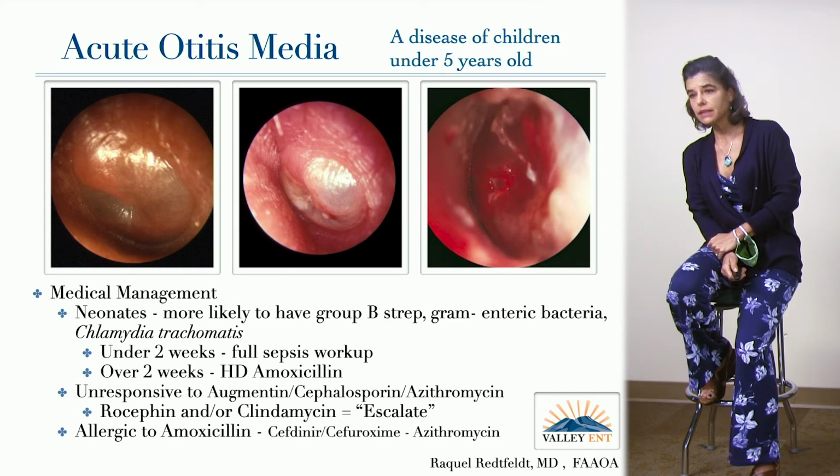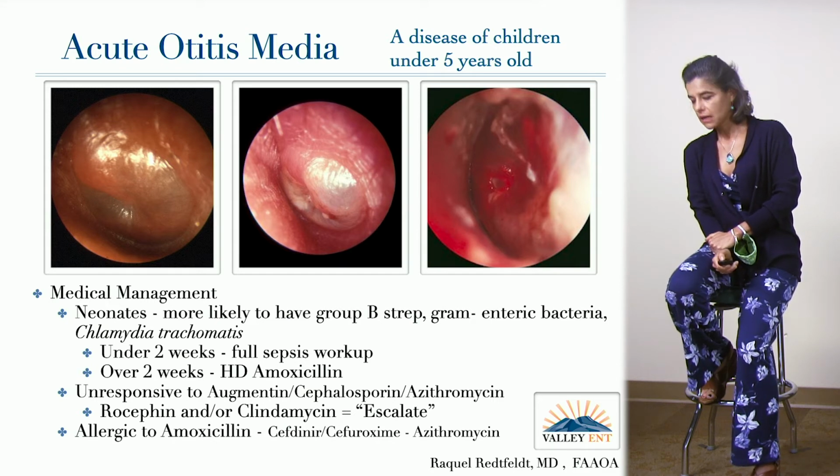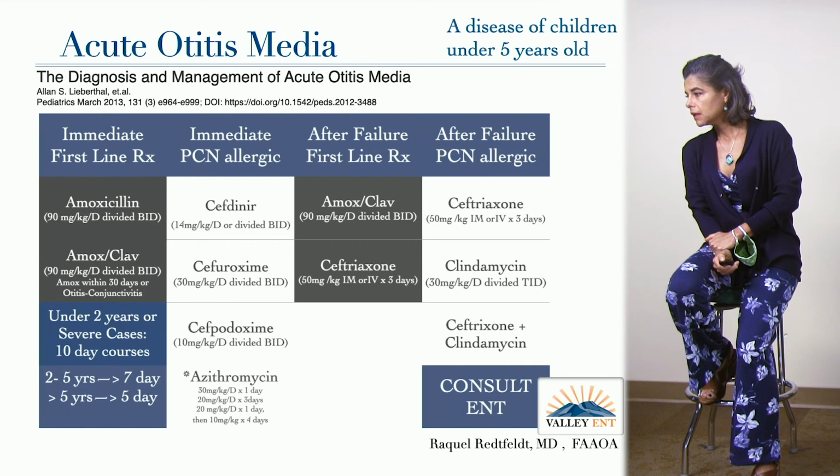If they're over 2 weeks, then they just fall back into that under-2-year-old category, and you can treat them with high-dose amoxicillin. If they're allergic to amoxicillin, you're going to go to cefdinir or cefuroxime. My next slide is going to give all those antibiotics and their dosages, and I have a pet peeve. I really don't like clindamycin, so it's on there, but I do think it's really rough.